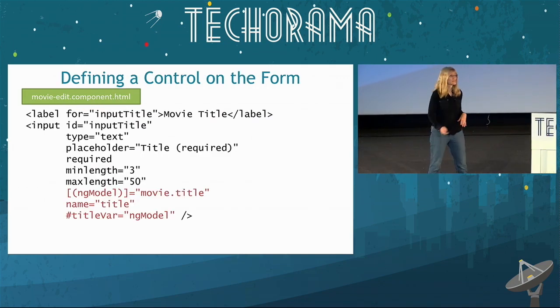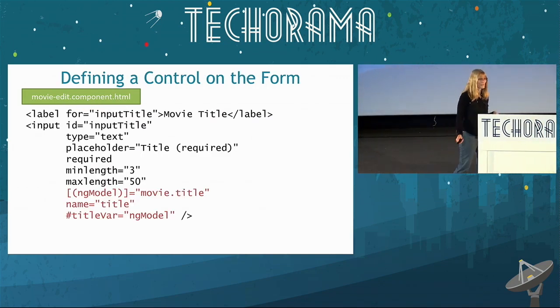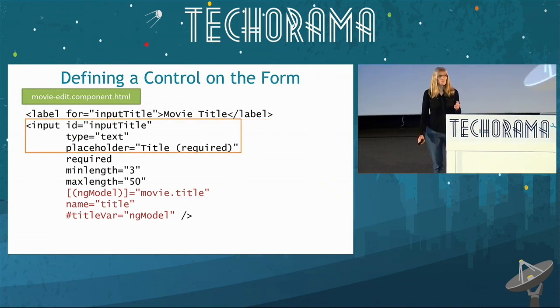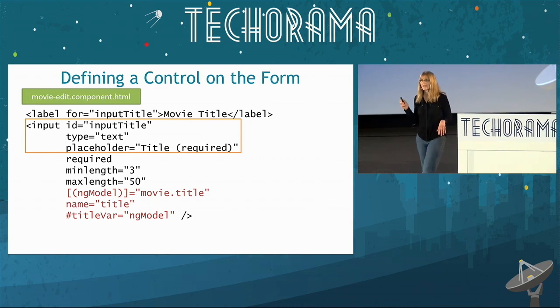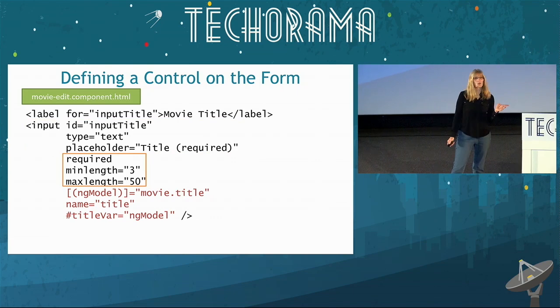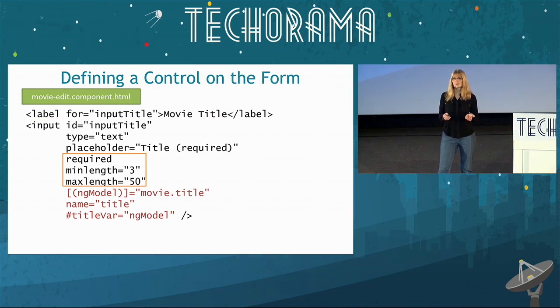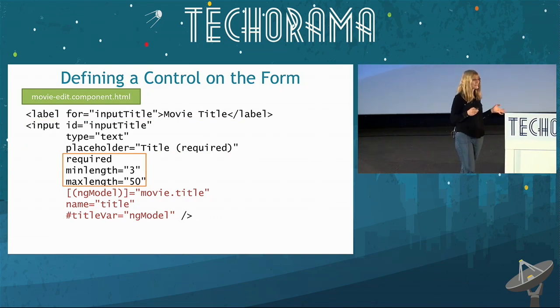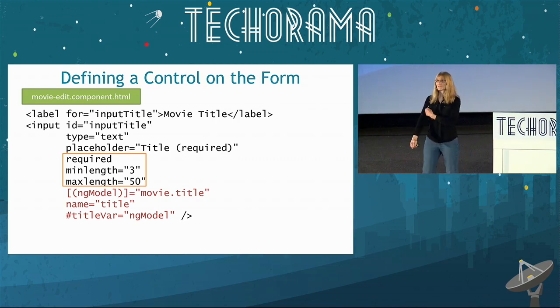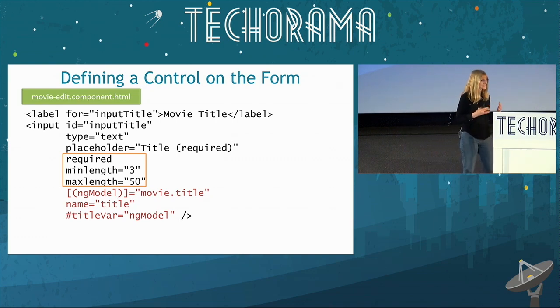All right. So how do we define a control on the form? Well, we put a label on. That's just your everyday kind of label. We have an input element of some kind with standard input element-y kind of stuff, like your ID, type, placeholder, of course, is optional. But then here is where we're defining our validation rules. So we've got our standard required, minlength, maxlength. There's also a pattern, so you can do standard regex, regular expression types of validation.